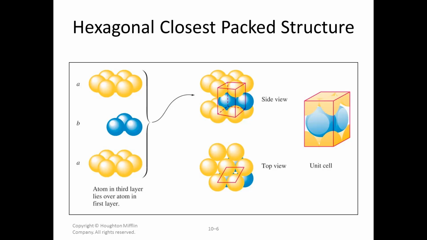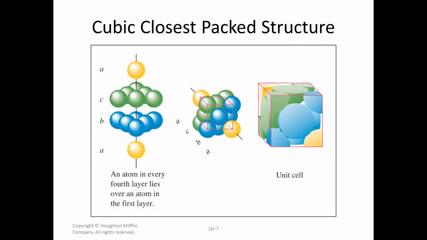In our AB packing, we have a hexagonal closest packed structure to define our unit cell. And in our ABC packing, we end up with a cubic close packed unit cell.